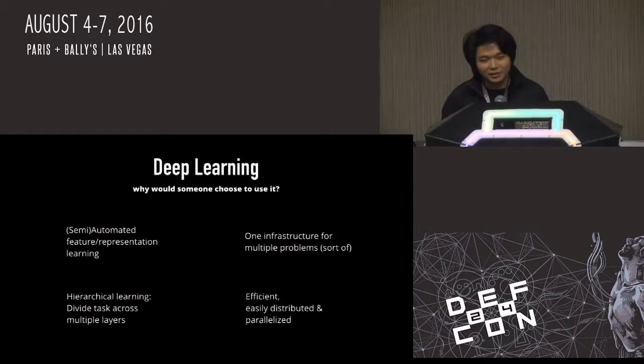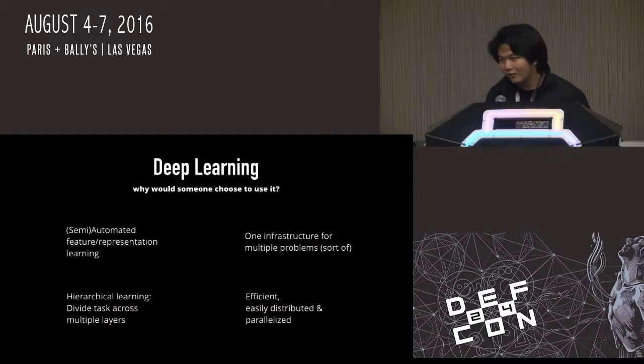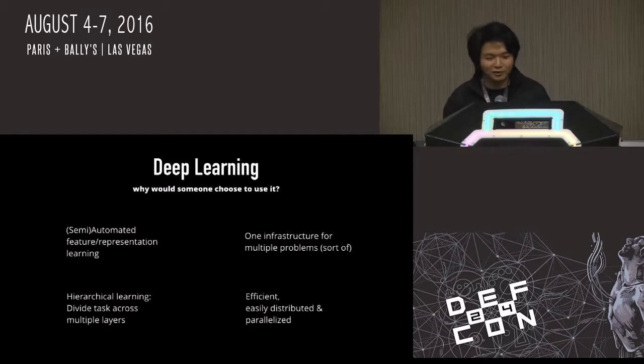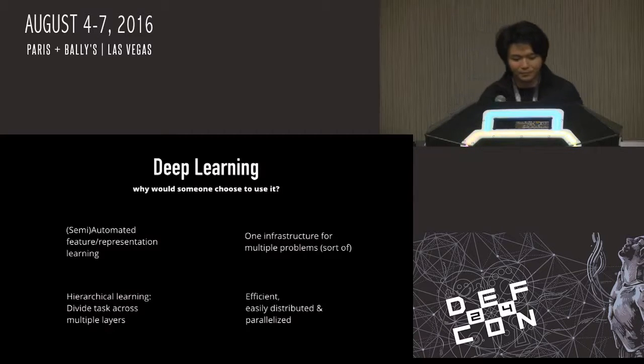Compared with other kinds of machine learning algorithms like clustering, SVMs, logistic regression, decision trees, all of these require vastly different code bases. Whereas for deep learning, the differences in infrastructure are parameterized into the number of different layers, the number of units in each layer, the functions between each layer, and other things like that. So it's sort of one infrastructure for multiple problems, and I think that's what gives it its flexibility.